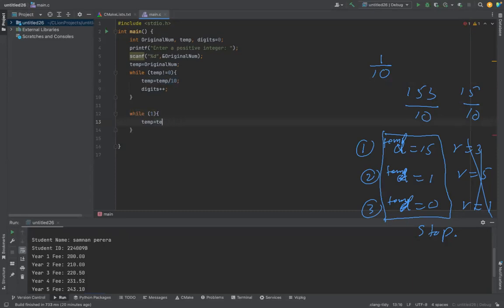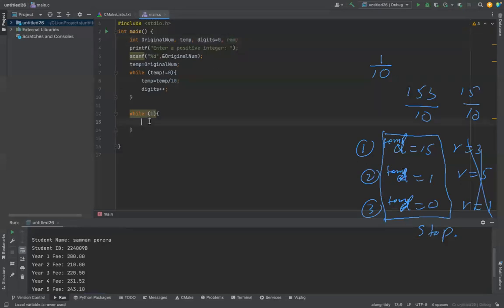Before using the temp, what we have to do, we use the remainder variable. We need to declare another variable for the remainder value. Put another variable to save this 3, 5, 1 to a variable called remainder. You can use R or rem or whatever variable name you like.